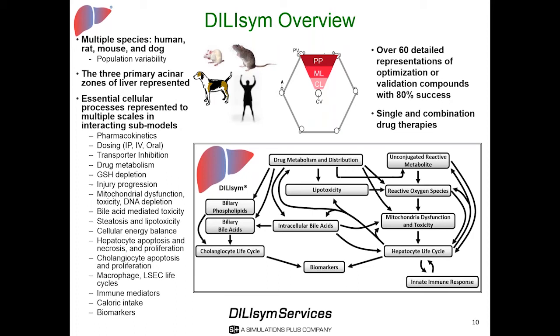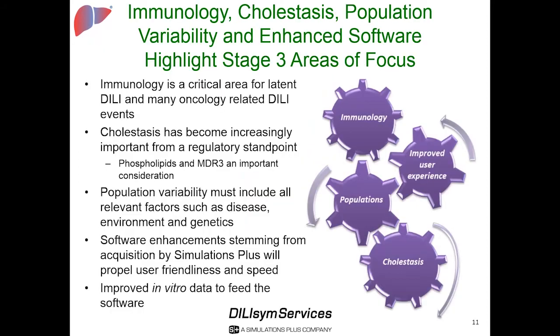We've represented over 60 compounds in sort of the prediction type scenarios, and we've had greater than 80% success with predicting the outcomes for those. But of course, we want to continue to improve the software. So these are some of the things that the current software development driven by the consortium's goals are focused on, including immunology and the adaptive immune system, an improved interface and environment. Again, I'll talk more about that in a moment.